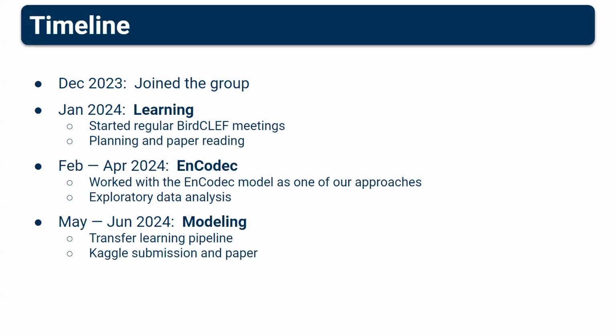During this time, we also did some exploratory data analysis, doing some plots and visualizing how the data would look. And then in May and June, near the end of the deadline, we built our transfer learning pipeline, did our final Kaggle submission and wrote our paper. I think the June or July deadline was a bit later than some of the other labs. I think we were like a month later, but it's around the May, June deadline.